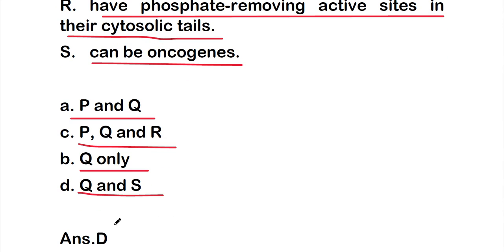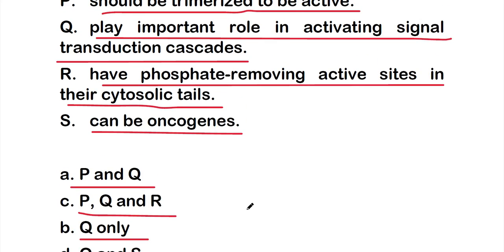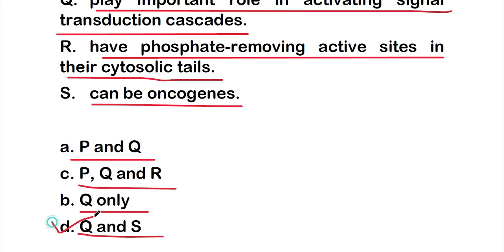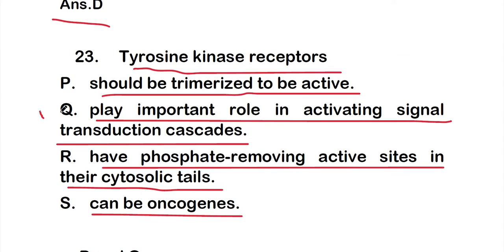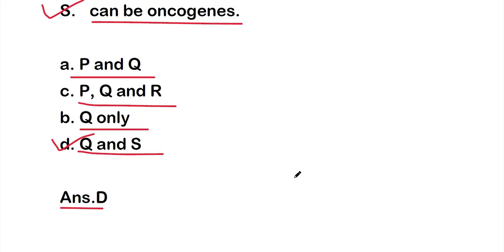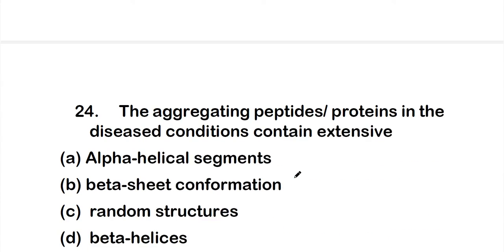The correct answer is option D, that is, Q and S is the correct one about tyrosine kinase receptors. Q means these tyrosine kinase receptors play an important role in activating signal transduction cascades. This is true, and tyrosine kinase receptors can be oncogenes. Okay, so let's move on to question number 24.